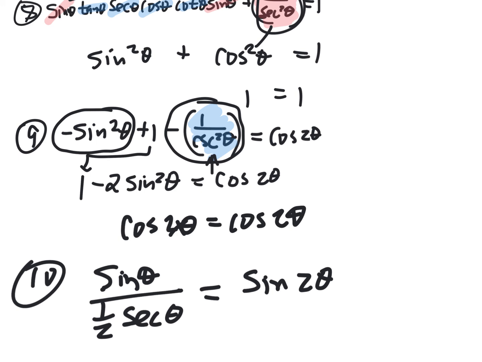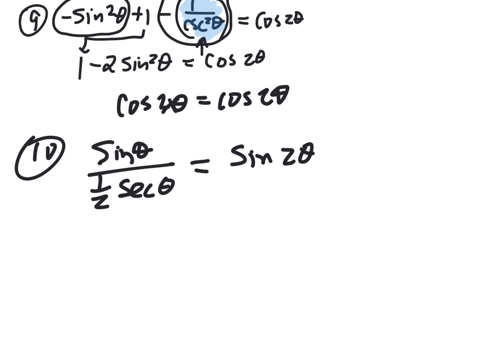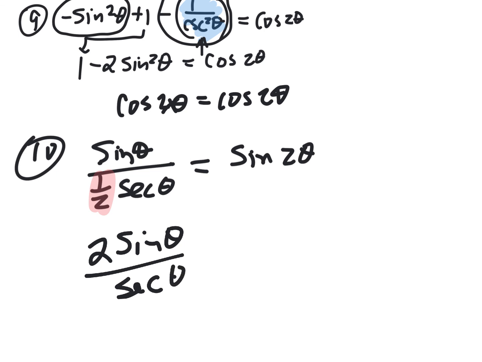Okay, we made it to the last one for today. Hopefully you knew that when you divide by 1/2, that's the same as multiplying by 2. Okay, so now I have 2 sine theta, and that really looks close to 2 sine theta cosine theta. And then the secant is still on the bottom, though. It would have been too much to try to do it all at once.